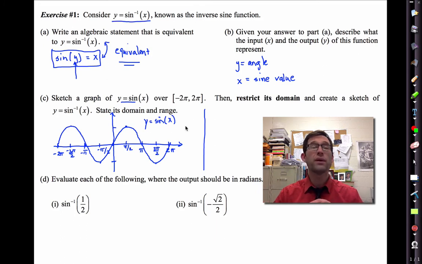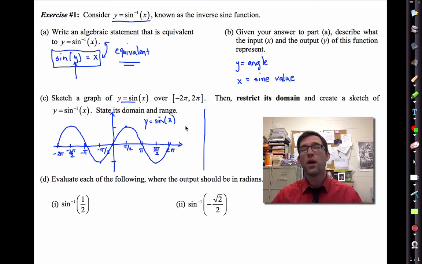Now there are many different ways to do this, so what I'd like you to do is pause the video right now and think of at least one way that you can restrict the domain of sine so that it still has the same range from -1 to 1, but it's now one-to-one. Pause the video if you need to.